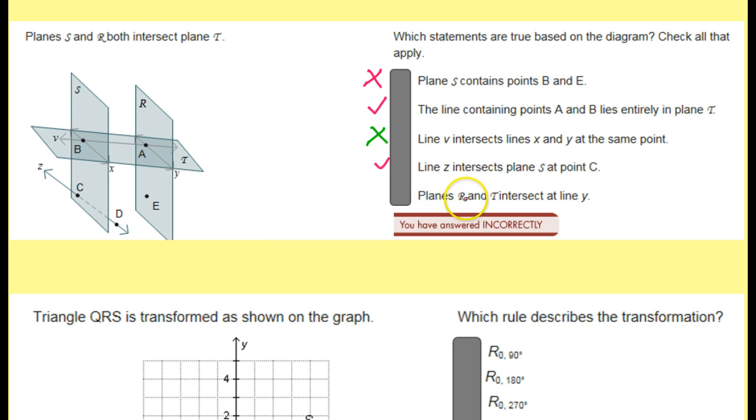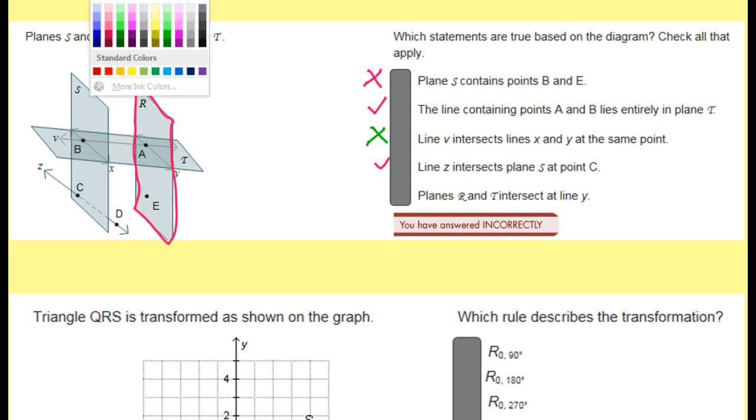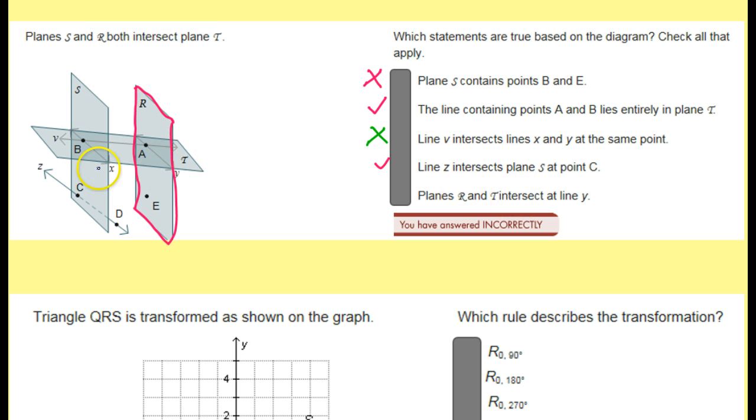Alright, plane R and T intersect at line Y. So here's plane R, this plane over here. And here is plane T, the one that's sort of horizontal looking. Alright, so that's plane R and plane T.